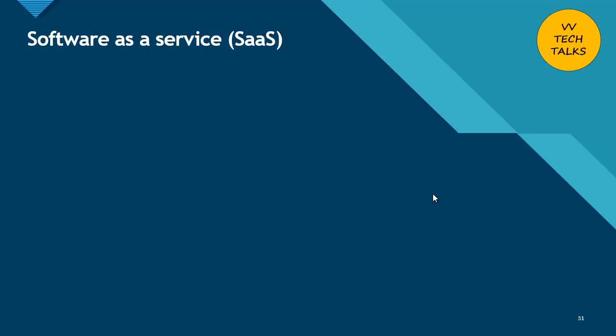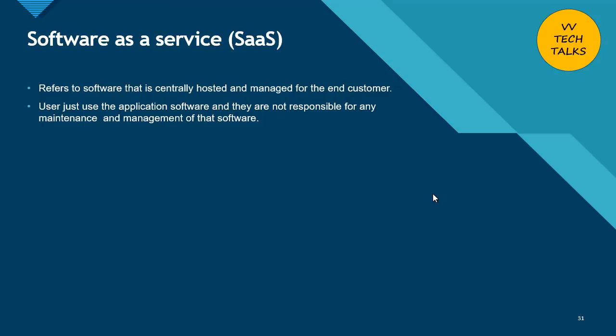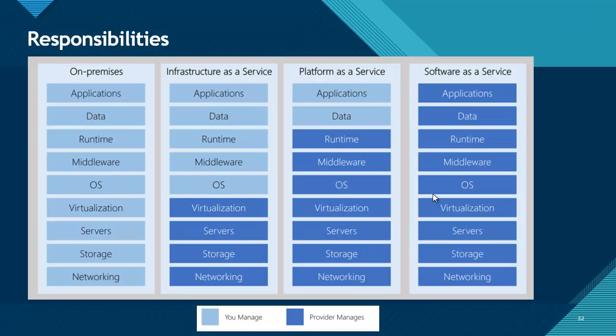The third type of mechanism is software as a service, and it basically refers to software that is centrally hosted and managed for the end customer. In this mechanism, the user just uses the application software that is managed by the cloud service provider, and is not responsible for any kind of management or maintenance of that software. It is basically a subscription-based service. An example is Office 365, for which we can take a subscription.